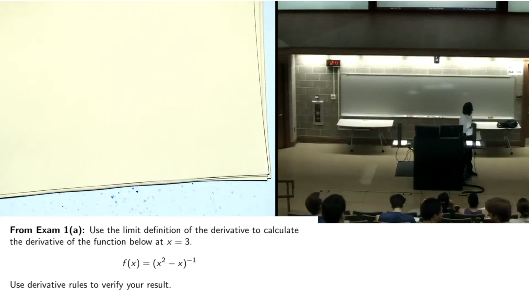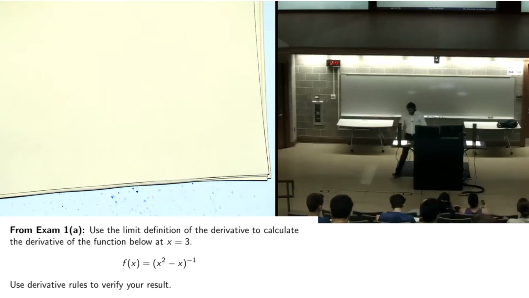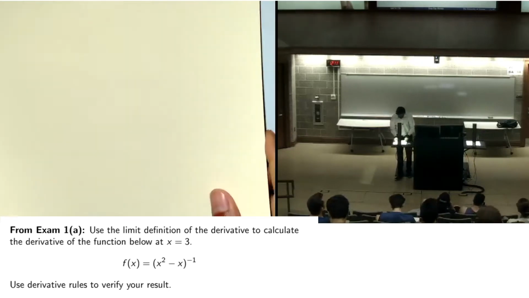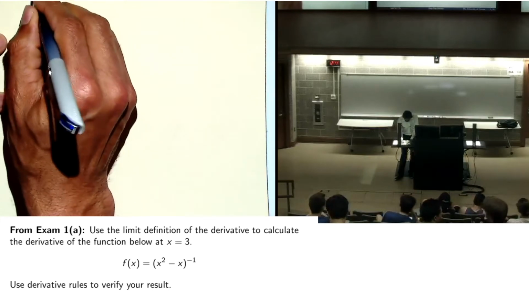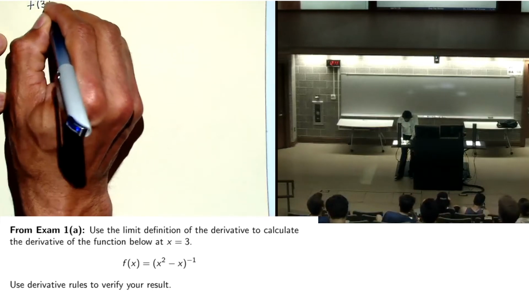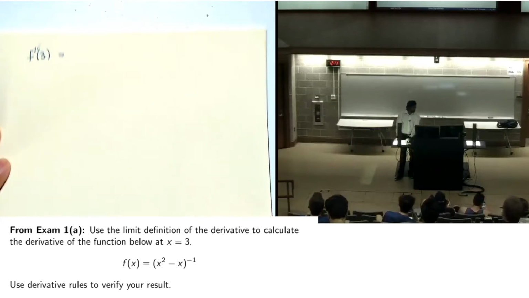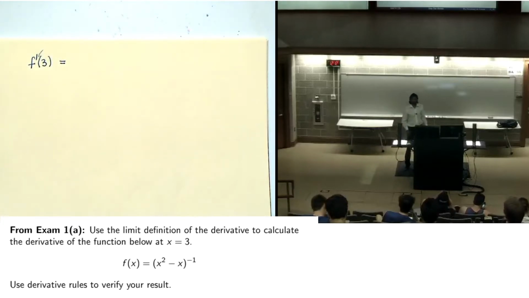Okay, so how it goes? That's good enough. Next thing they want you to compute is what is the derivative at x is equal to 3. So you want to compute the derivative at x is equal to 3.